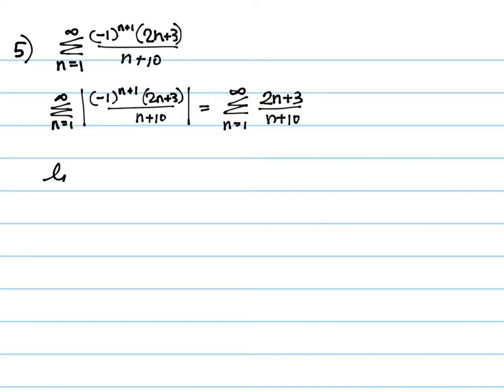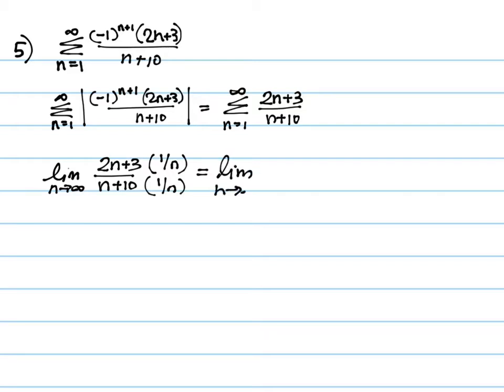So if we consider the limit as n goes to infinity of 2n plus 3 over n plus 10, and we multiply by that 1 over n that we've seen before, this will give us the limit as n goes to infinity of 2 plus 3 over n over 1 plus 10 over n. And each of these pieces at the end will do what? Go to 0. Yeah, they'll go to 0. So this is equal to 2, which does not equal 0.